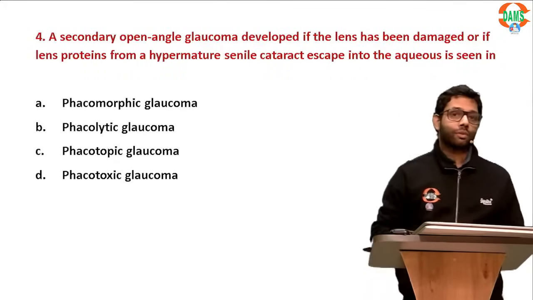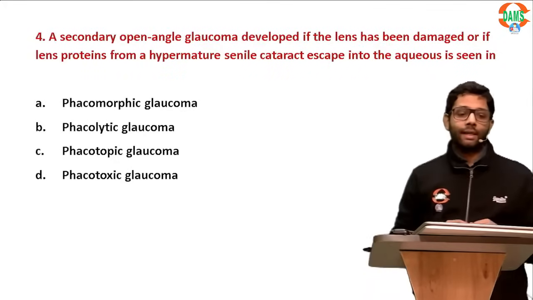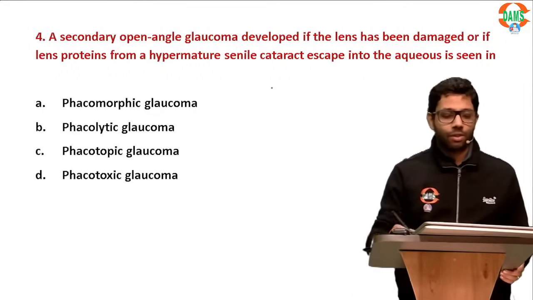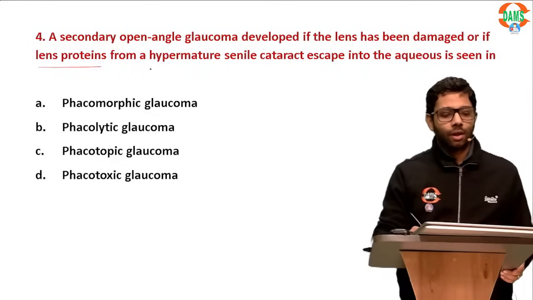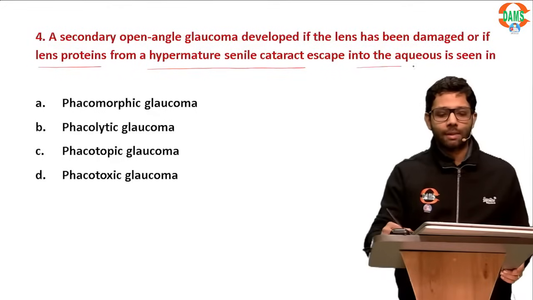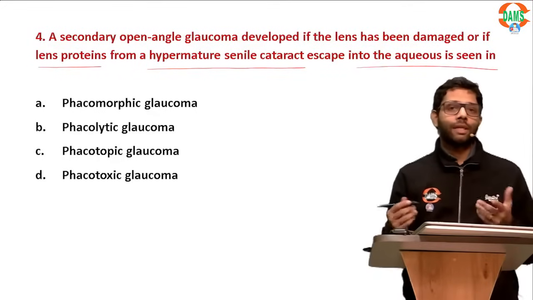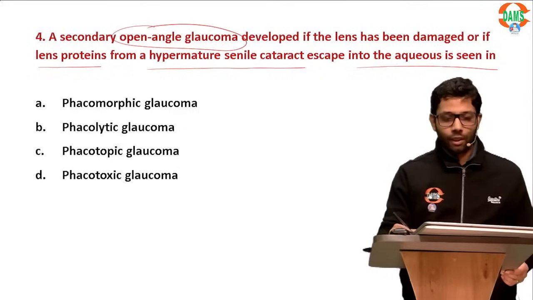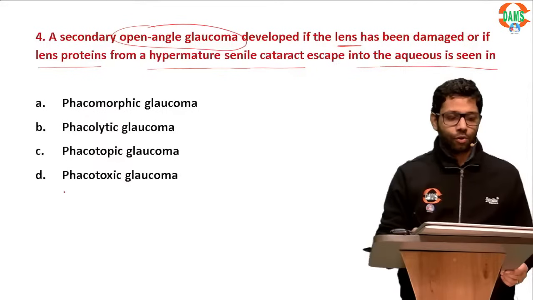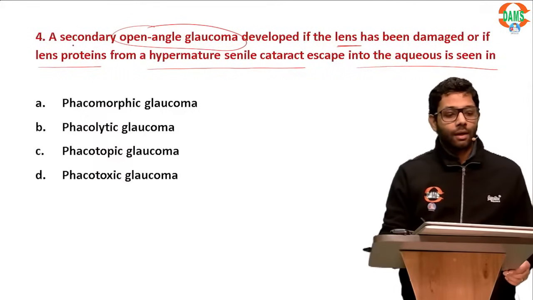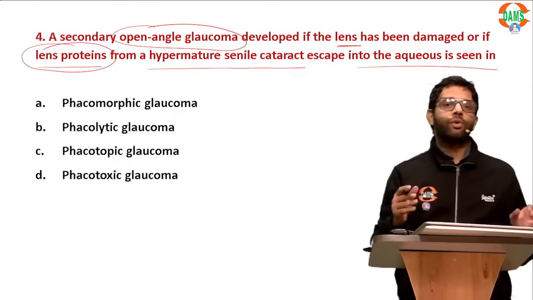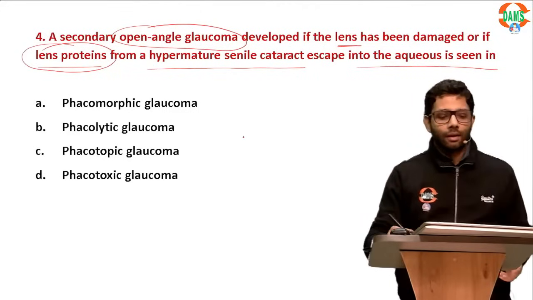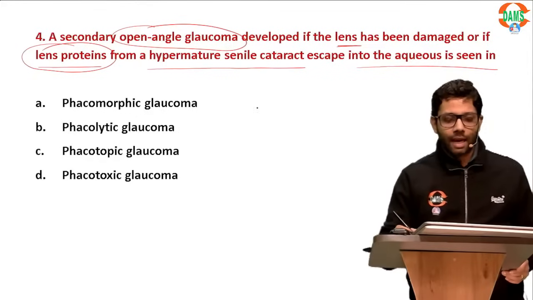Now the fourth question. A secondary open angle glaucoma developed if the lens has been damaged or if lens proteins from a hypermature senile cataract escape into the aqueous is seen in. Some keywords are there. Keyword is open angle glaucoma secondary due to lens. Lens means phaco. All the four options have phaco, meaning lens. Lens protein. So if you know the other name of lens protein glaucoma, you could have answered the question. And hypermature senile cataract.